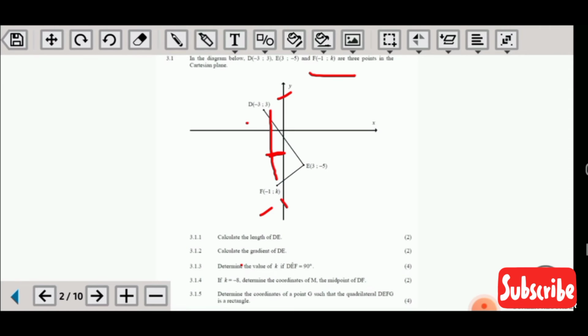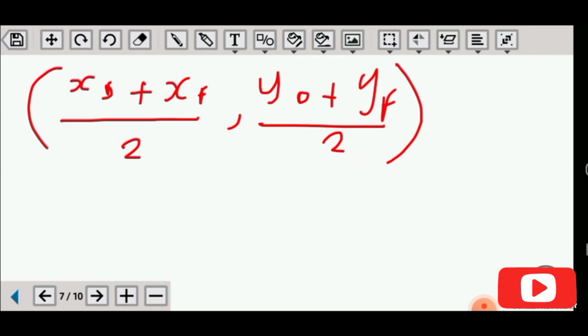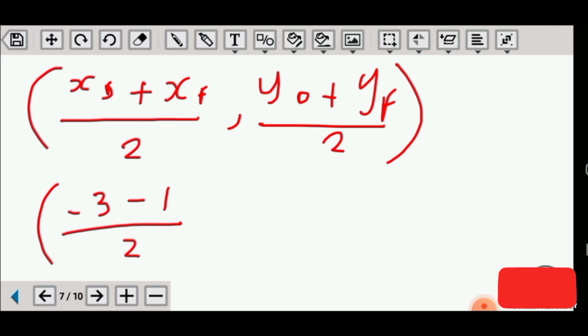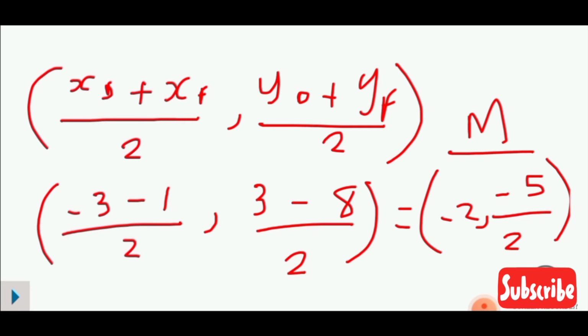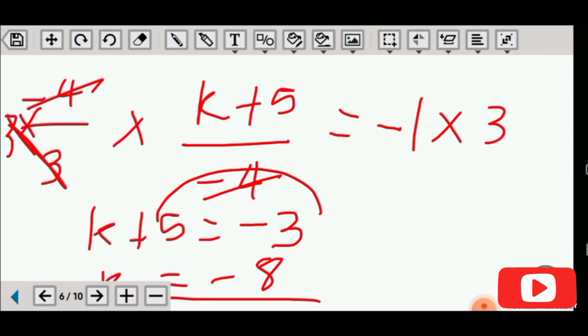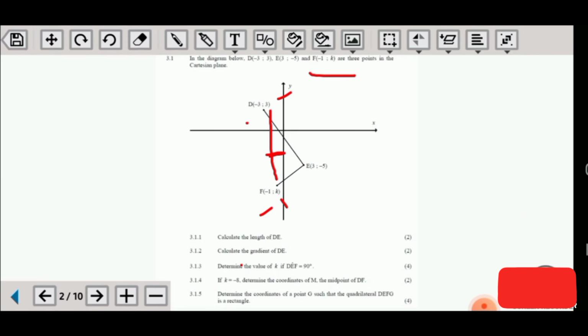So let's go find the coordinates of M. XD is -3, XF is -1, divided by 2, point YD is 3 and YF is -8, also divided by 2. So the midpoint will be -2, point -5 divided by 2. So these are the coordinates of M, which is our midpoint. So let's go to the next question, which is our last question.